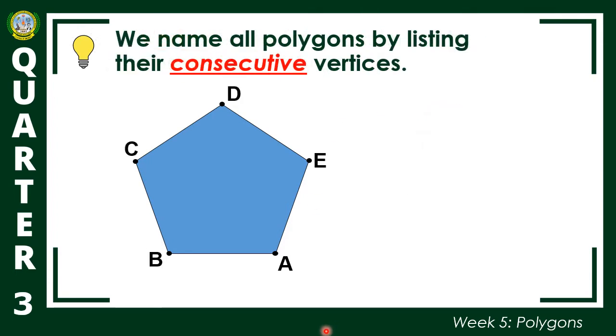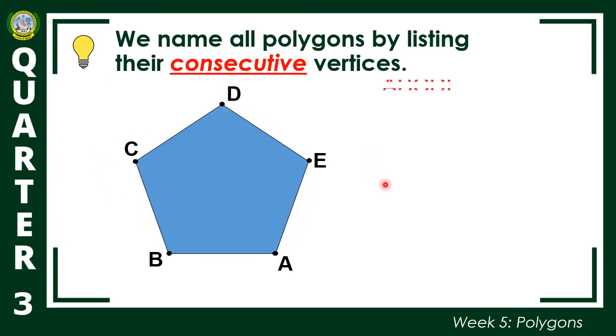So, how do we name a polygon? We name all polygons by listing their consecutive vertices. Natatandaan po, consecutive means dapat po ay magkakasunod. So, ngayon, since we have here 5 different points or 5 vertices, we can either choose if we're going to do it clockwise or yung papunta po sa kanan, or counterclockwise yung papunta naman po sa kaliwa. As long as ililista po natin yung mga letters consecutively.